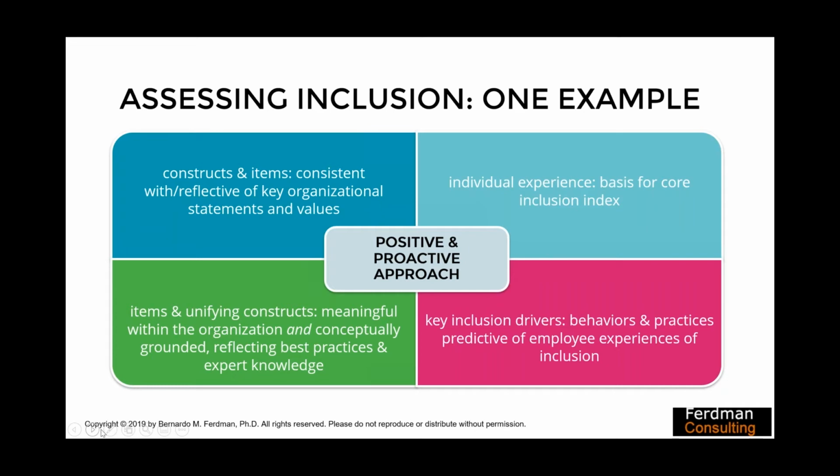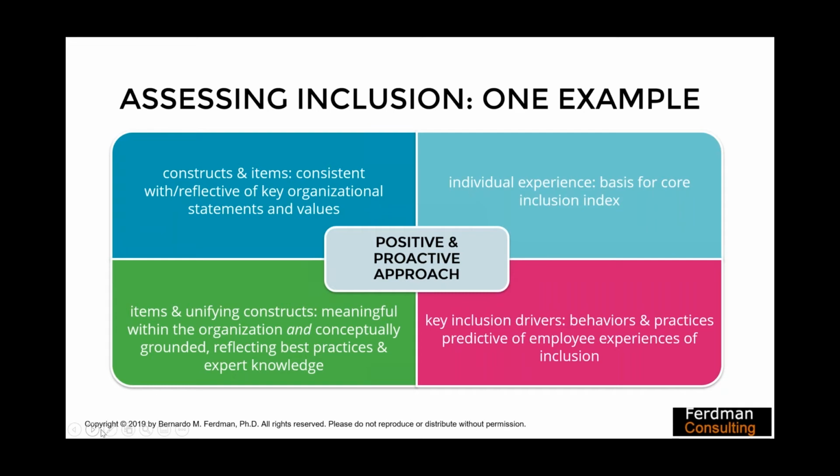And also it was a way to reduce the defensiveness that might be engendered by a more negative survey. And we used constructs and items that were consistent with and reflective of key statements in the organization and the values. For example, customer service, leadership, fairness, respect, collaboration, valuing diversity. These were things the organization was saying are important, and the items and the constructs reflected that. We focused on what I mentioned earlier, the individual experience of inclusion as a basis to construct a core inclusion index. That was going to be our indicator of the amount of inclusion.